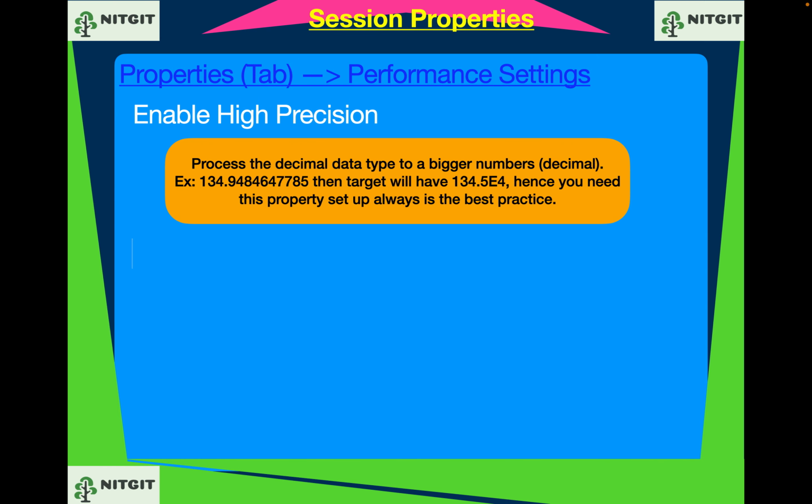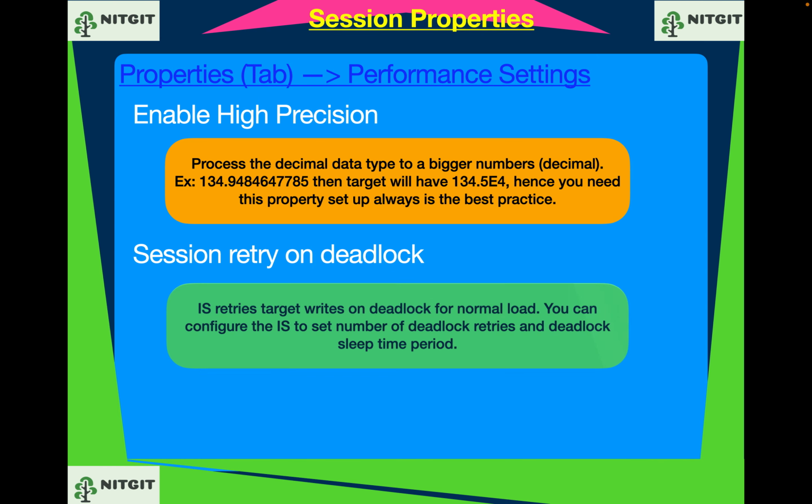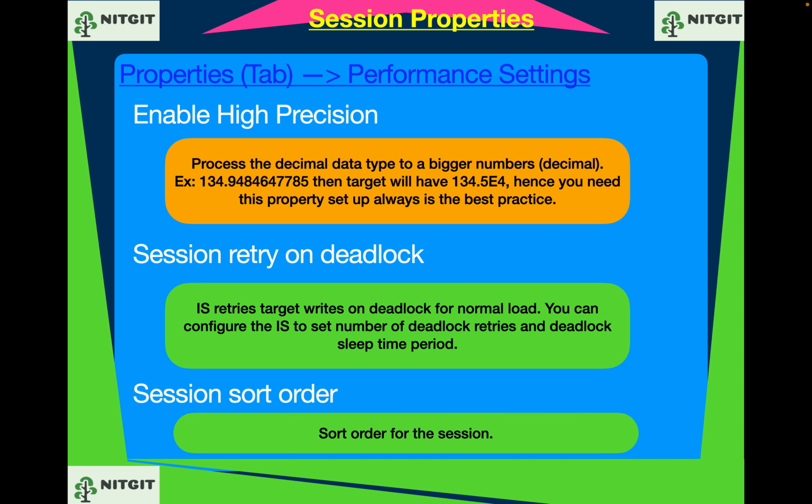Enable high precision. This is very important. Process the decimal data type to a bigger numbers decimal. If you observe here, the source has a value 134.948464, some decimal values. But if you don't select this enable high precision and load the session, the target value will be like 134.5 times an exponential value of 4. Hence you need this property to be set always.